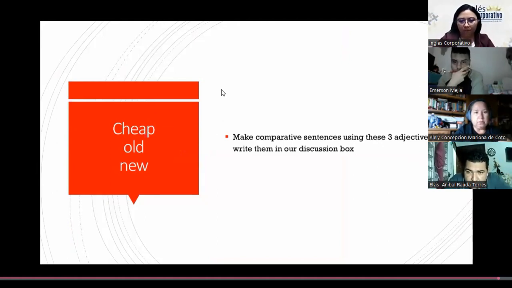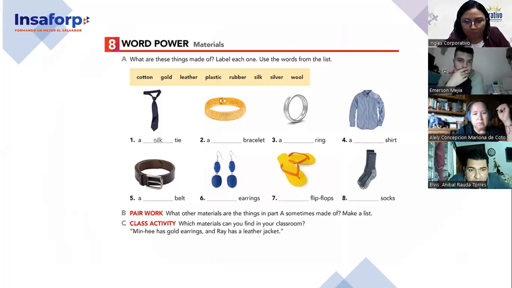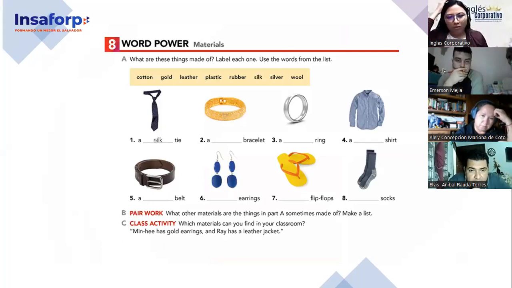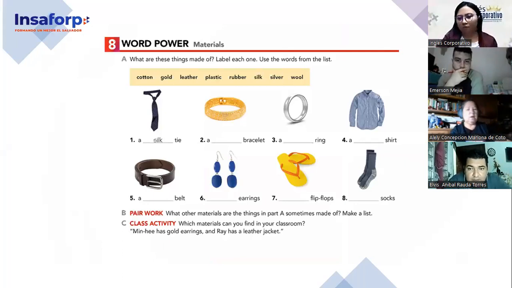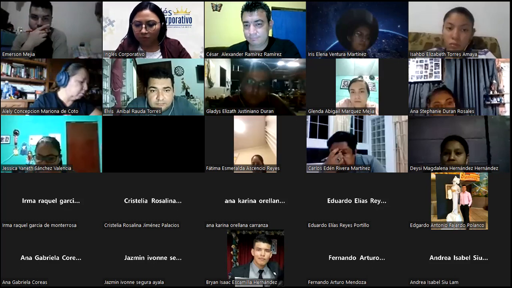Vámonos aquí a este tipo de ejemplos. Vamos a expresar en este caso preferencias de acuerdo a los tipos de materiales. Expressing preferences, but wait, let me look for something.